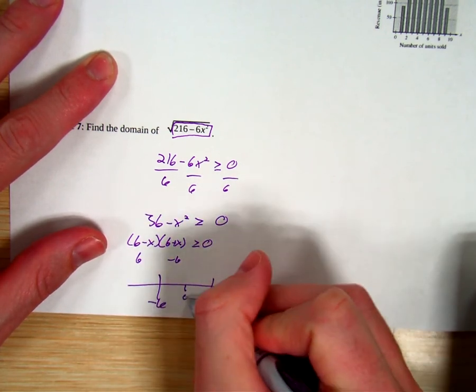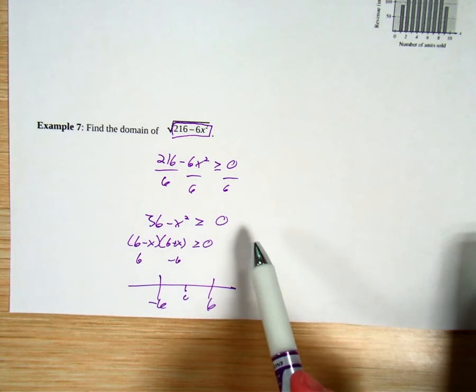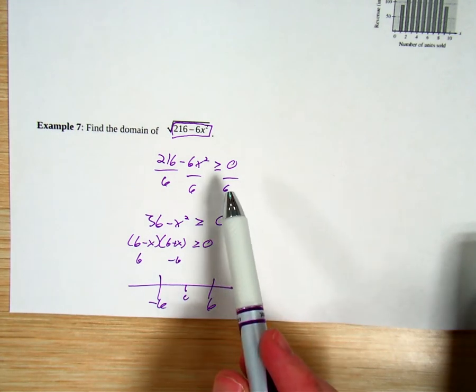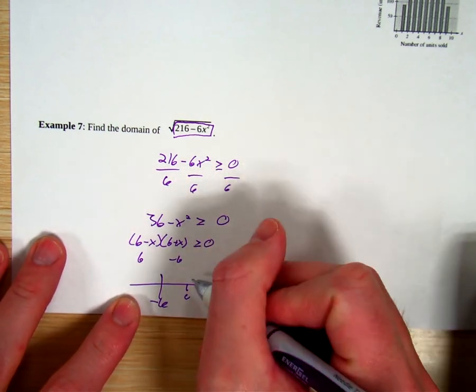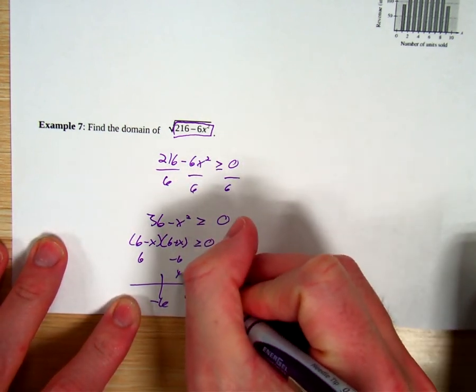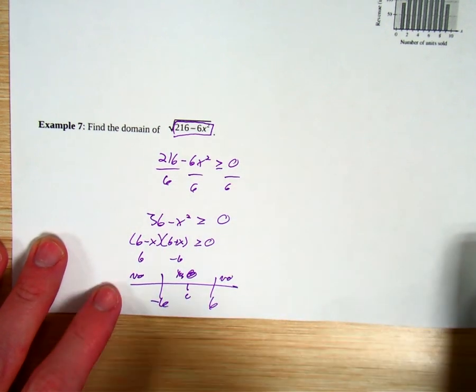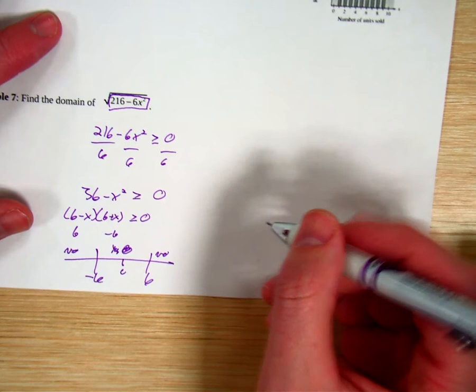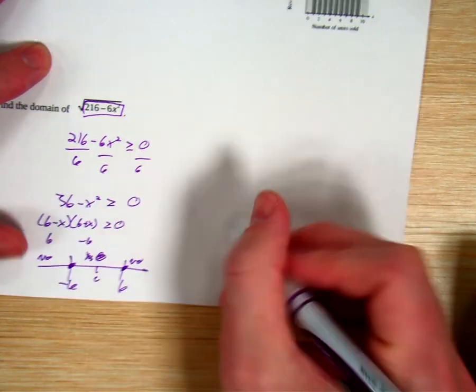We'll start off with testing 0. Is that going to make it true? Yes, 0 does. 216 minus 0 is greater than or equal to 0. So that is yes. These other two are going to be no's on the outsides. And these are greater than or equal to, so these are both going to be solid. So we're between.